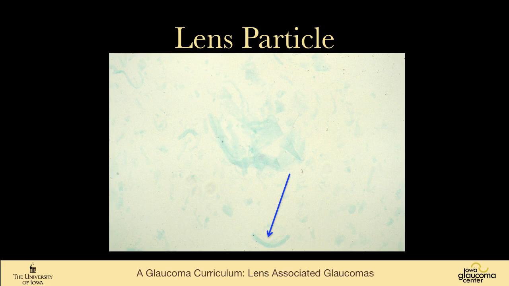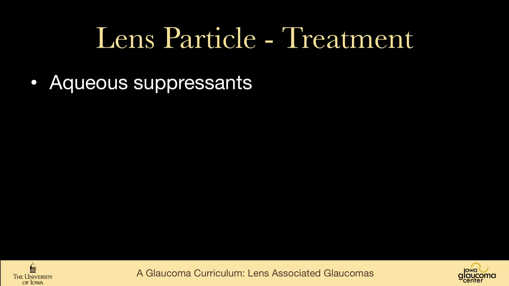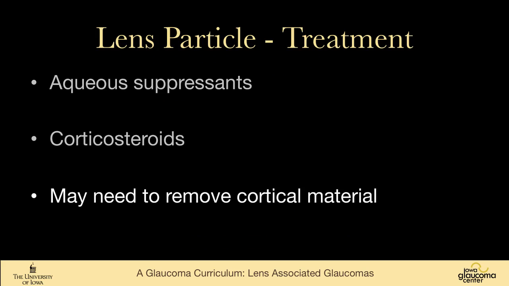More commonly, I think you'd see this after cataract surgery where someone didn't do an adequate job of cleaning out the cortical material and it fluffs up and comes forward. Again, we treat this with aqueous suppressants. One would use corticosteroids and may need to go in and surgically remove the cortical material.